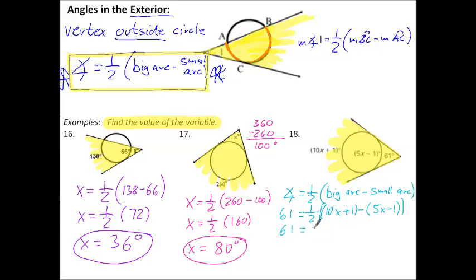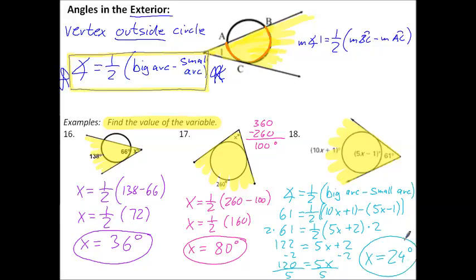Let's clean up inside of our parentheses. 10x minus 5x is 5x, and 1 minus -1 means 1 plus 1, so that is 2. Okay, next we want to get rid of our fraction. Multiply both sides by 2. That means 122 is equal to 5x plus 2. Subtract 2 from both sides. 120 is equal to 5x. And last, we're going to divide by 5. And that means x is equal to 24 degrees.